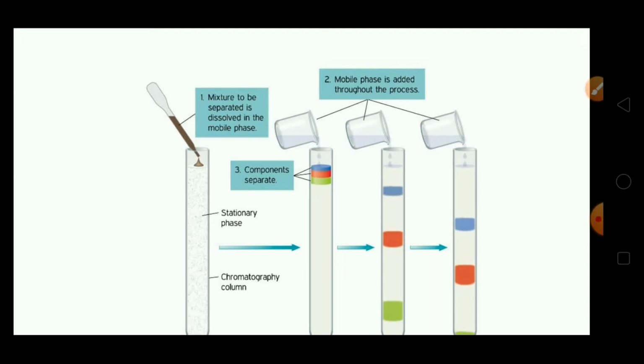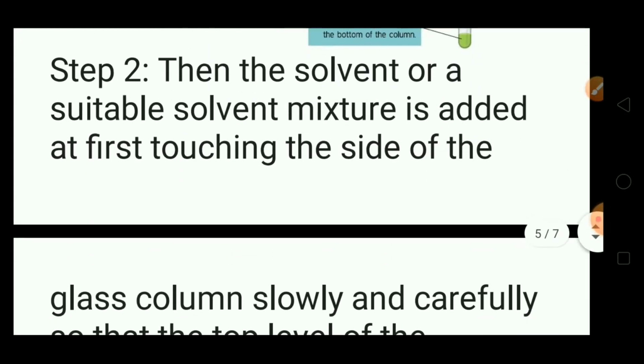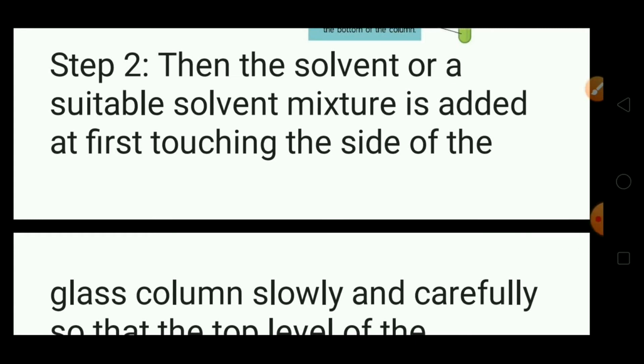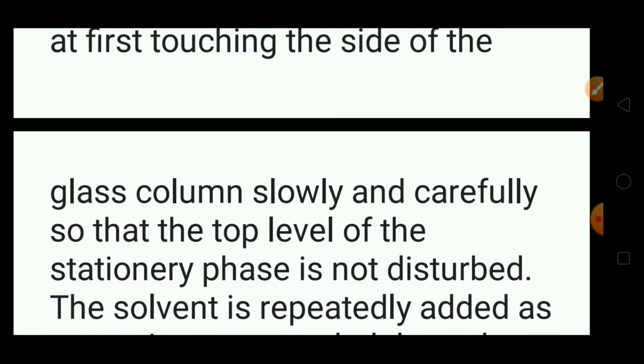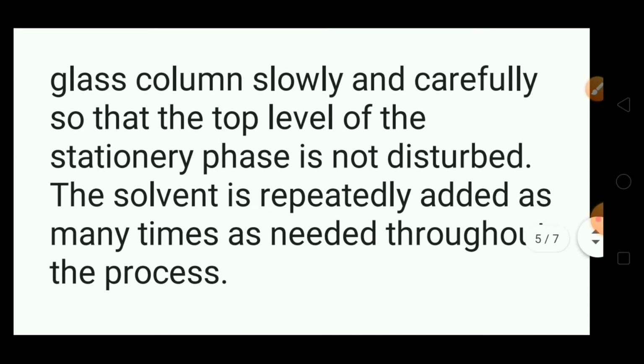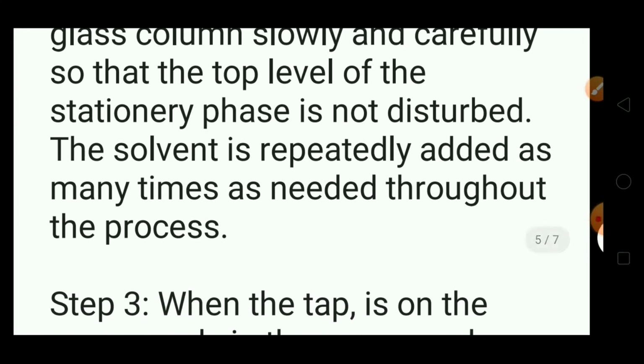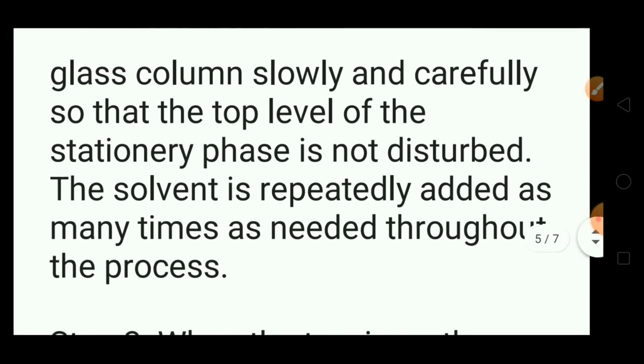Mobile phase is added throughout the process. Step 2. Then the solvent or a suitable solvent mixture is added at first, touching the side of the glass column slowly and carefully so that the top level of the stationary phase is not disturbed. The solvent is repeatedly added as many times as needed throughout the process.